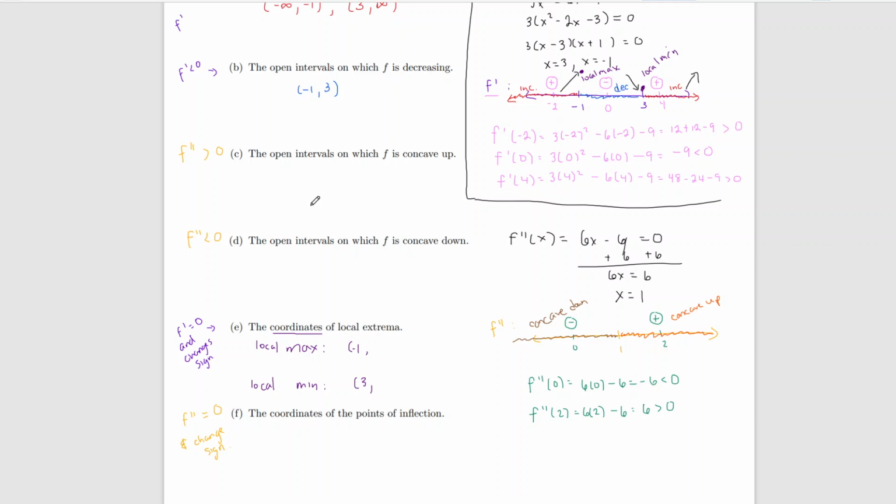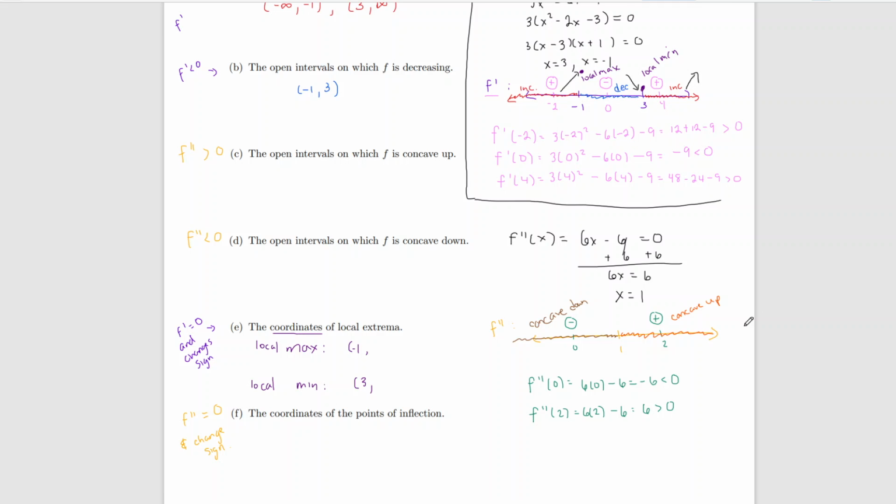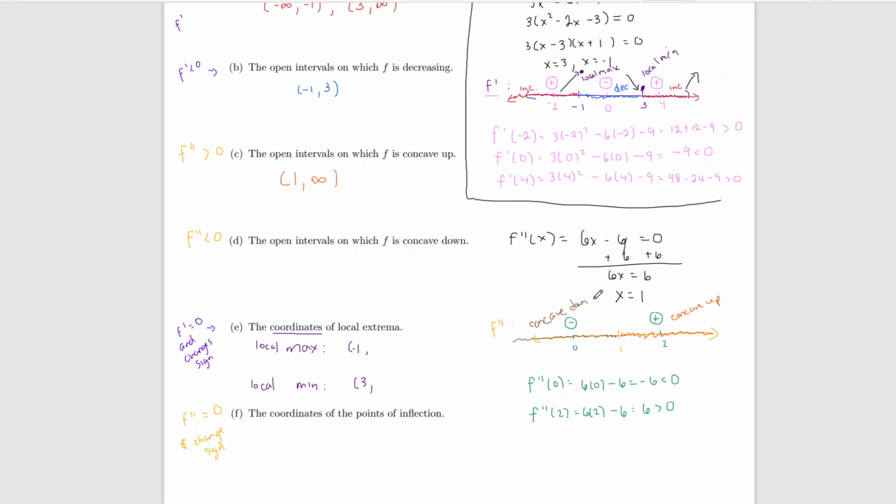So we can go ahead and pretty much label off everything here. The open interval where it's concave up, well, it starts at 1 and it goes all the way to infinity. So this is 1 comma infinity. Now the concave down was for this left side, and it's starting at negative infinity and goes all the way up to 1.